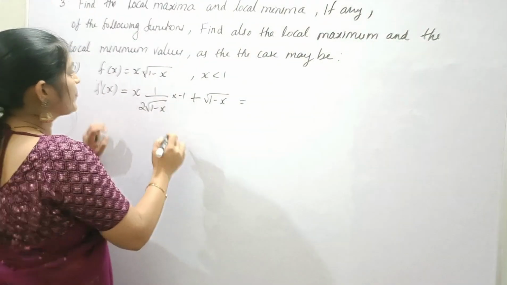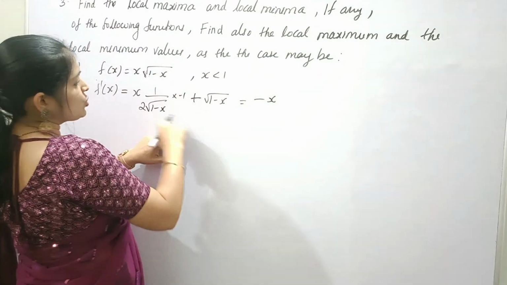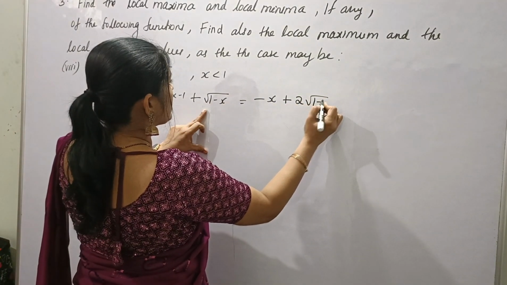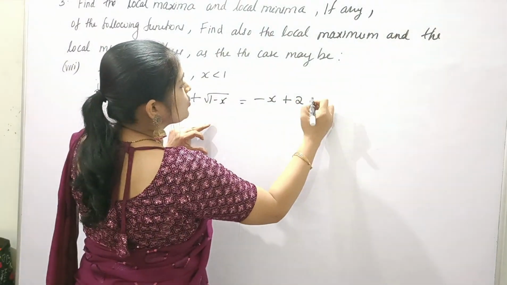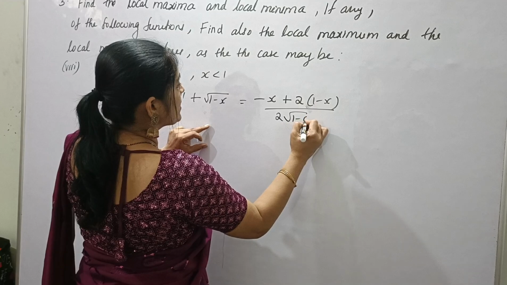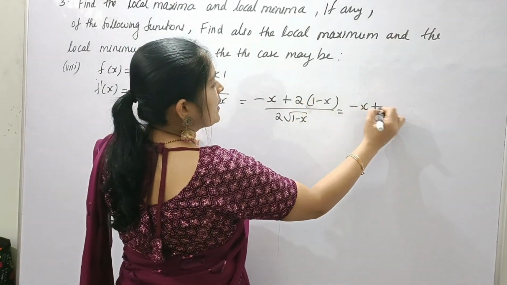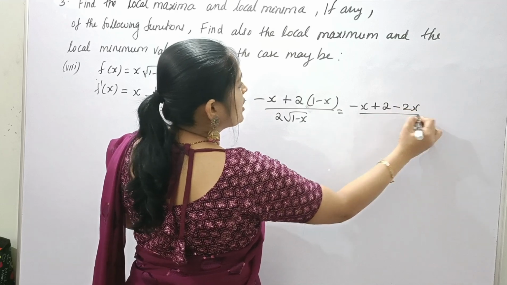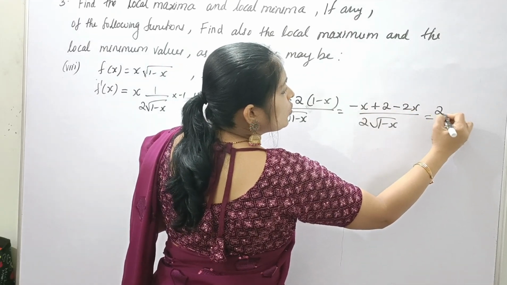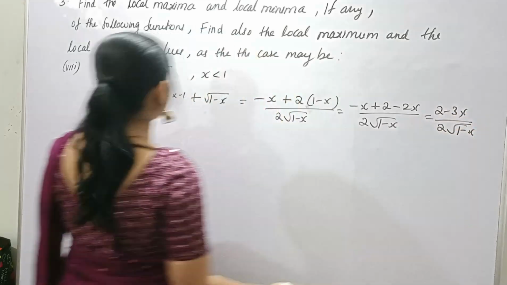So let's simplify this one. Minus x, here let's take the LCM, so it will be plus 2 root 1 minus x into root 1 minus x, that is 2 into 1 minus x, divided by 2 root 1 minus x. That is equal to minus x plus 2 minus 2x divided by 2 root 1 minus x, that is equal to 2 minus 3x divided by 2 root 1 minus x.